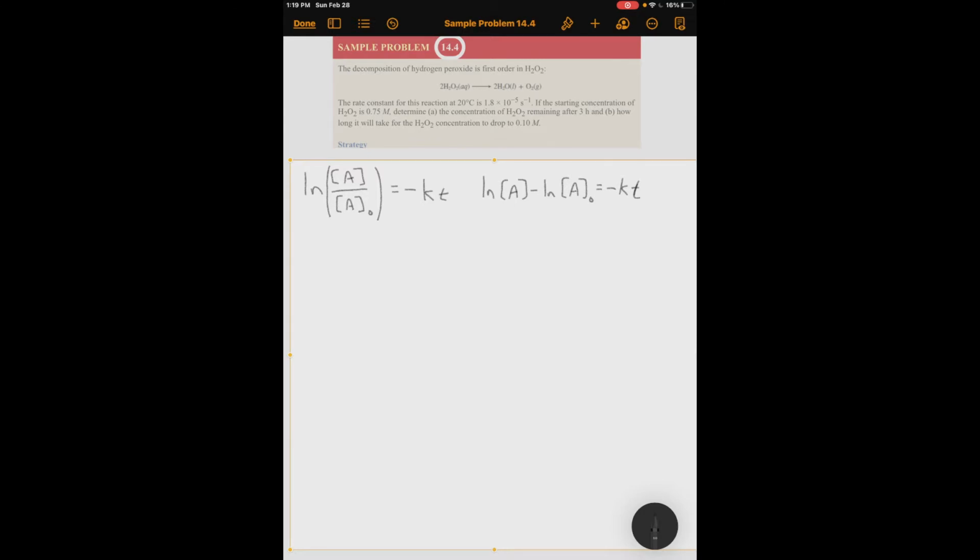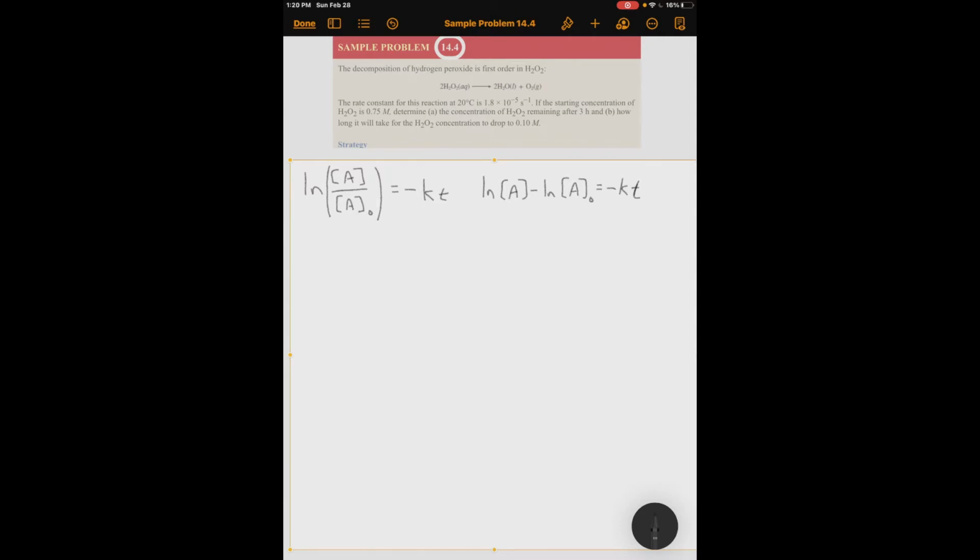Then there are two equations that I've already written at the top here that we can use to analyze the kinetics of that reaction. The one on the left says that the natural log, ln, of the ratio of the concentration of the reactant, A, divided by the initial concentration of the reactant A is equal to minus kT. So A is the reactant.